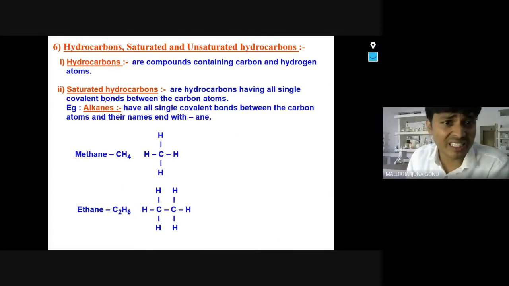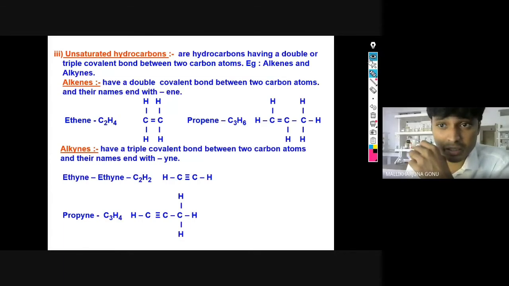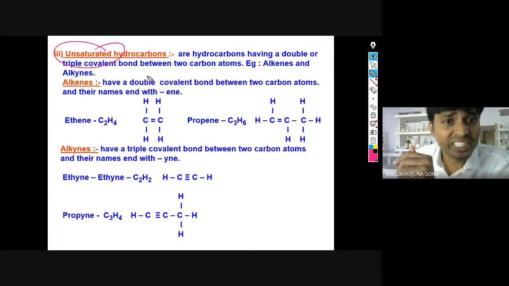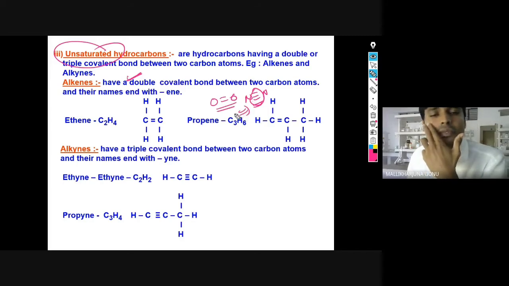So all these are called what? Saturated hydrocarbons, when there is a single bond. Saturated means only single bonds. What are the unsaturated hydrocarbons? Those having a double bond, like you have seen in oxygen, where a double bond was forming. That type of compound is called an unsaturated compound. Or triple bonds also. Like in the case of nitrogen, you have seen the triple bond, where 3 bonds were forming. Those are called triple bonds, unsaturated compounds.